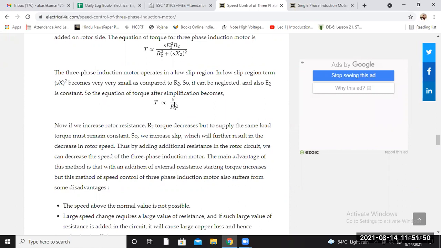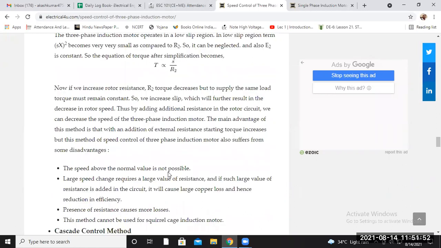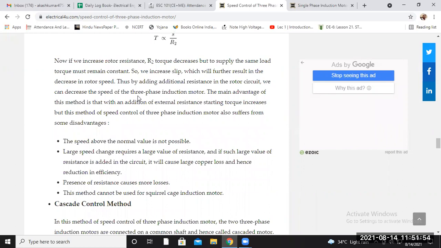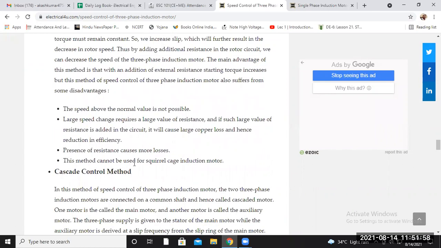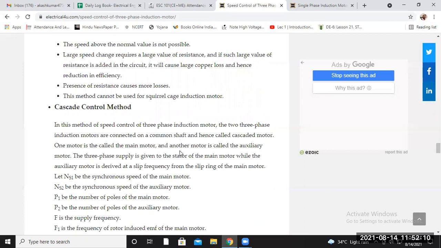So this is the second part. Next is that the presence of resistance causes more losses, which we have discussed. Fourth point: this method cannot be used for a squirrel cage induction motor. So these are the four points related to the rotor resistance method. Now the next one is the cascade control method.